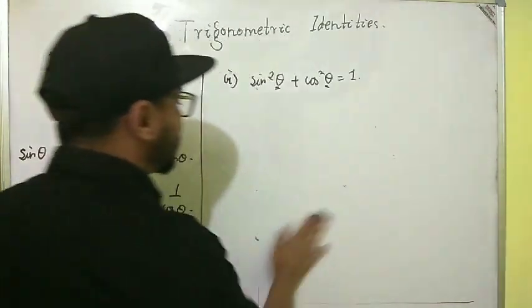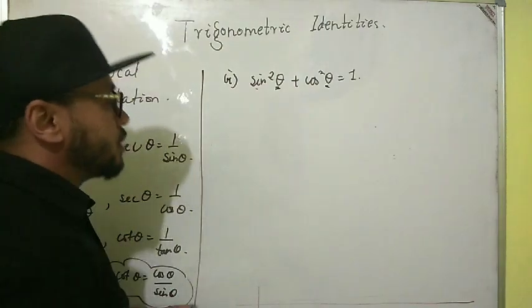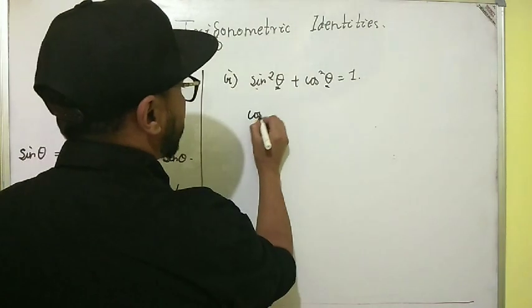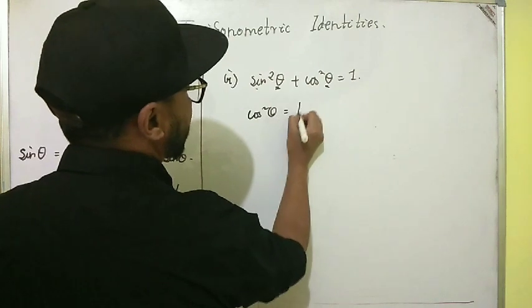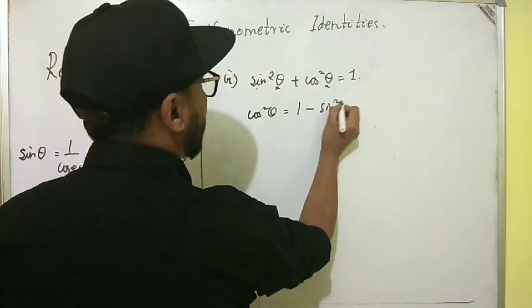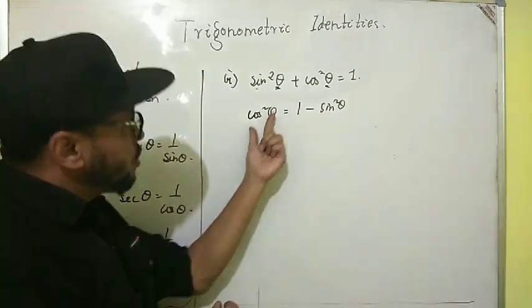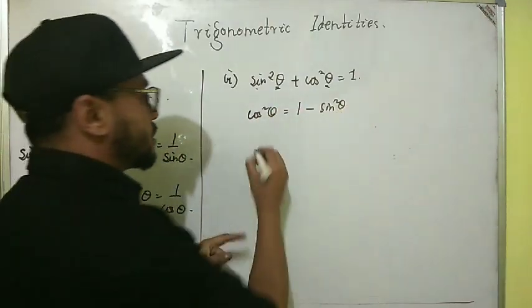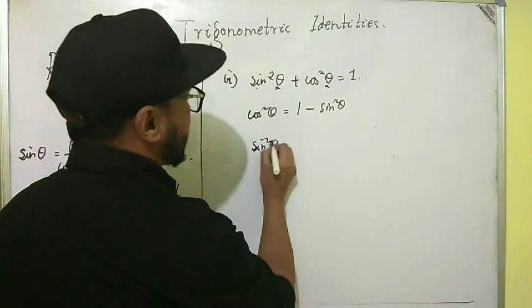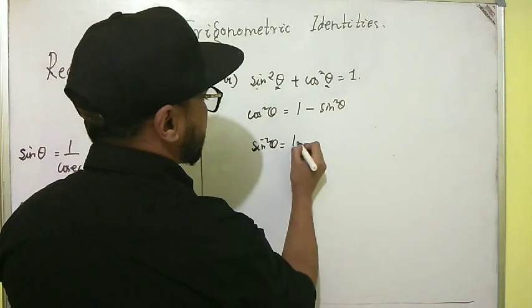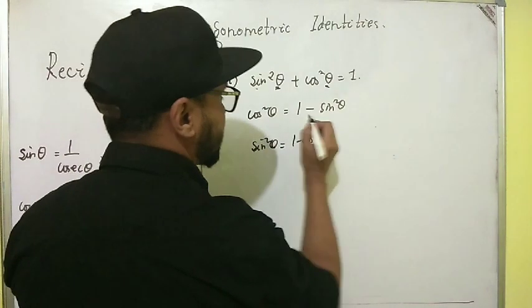Now with this formula we can derive another two formulas. For example, if we take sine to that side, we can write cos square theta as 1 minus sine square theta. So this means we can convert cos into sine or sine into cos. Similarly, for sine square theta, if you take cos to that side, this will be 1 minus cos square theta.